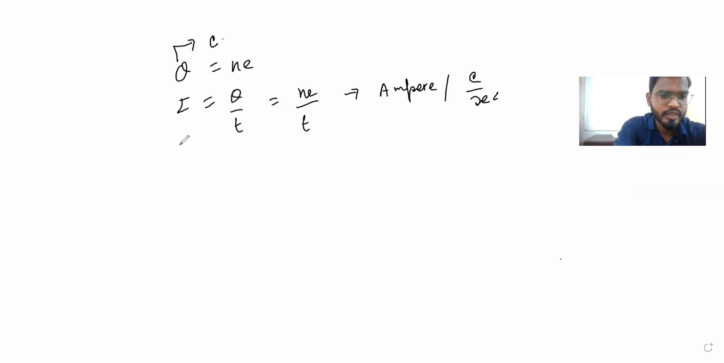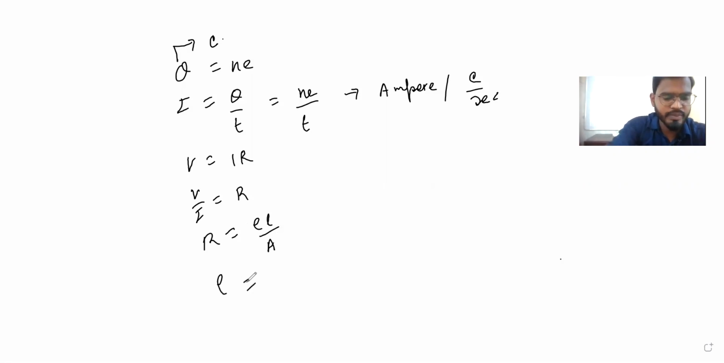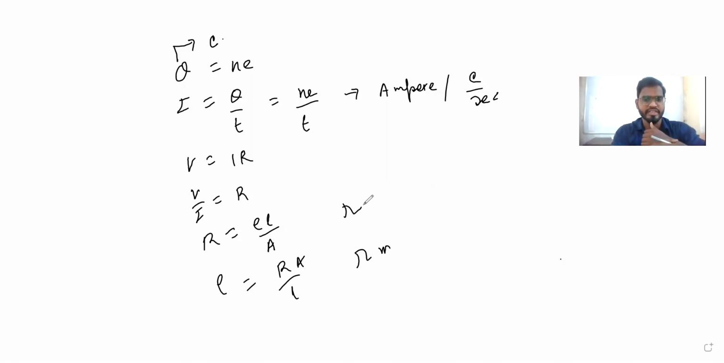Now, V is equal to IR, or we can say V by I is equal to R. The resistance formula is R is equal to rho L by A, or the specific resistance or resistivity formula is rho equals RA by L. The unit of resistivity is ohm meter, and the unit of resistance is ohm. So these are the formulas we have done in this chapter.